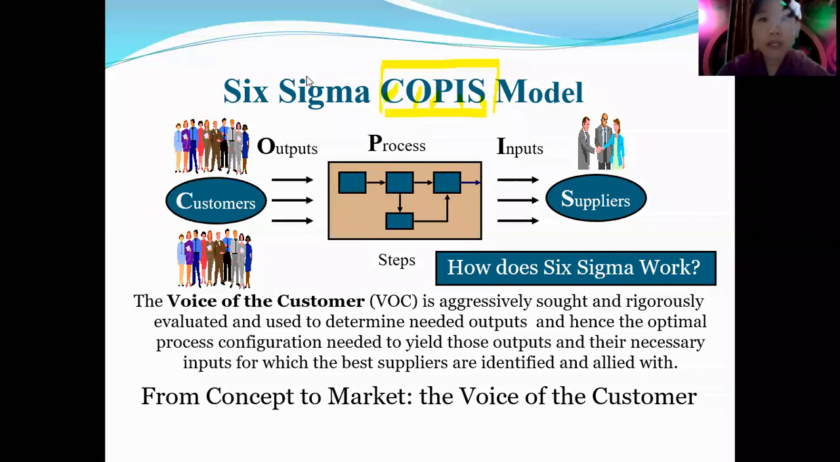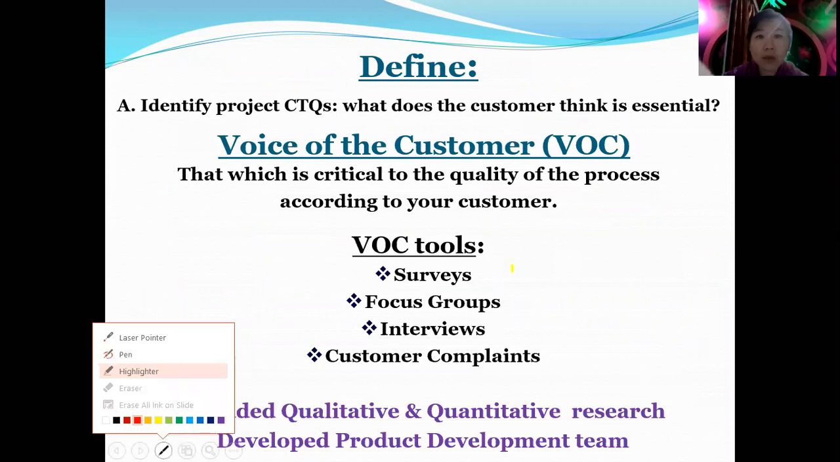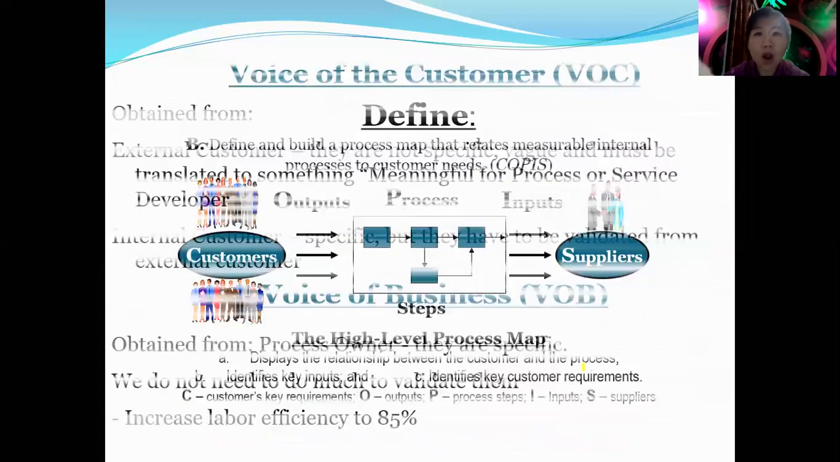After you use the SIPOC or the COPIS model to understand the current process that becomes the scope of the project, another thing we need to do is identify the critical to quality. To identify the critical to quality, we can use tools like a survey, focus group discussions, interviews, or customer complaints.